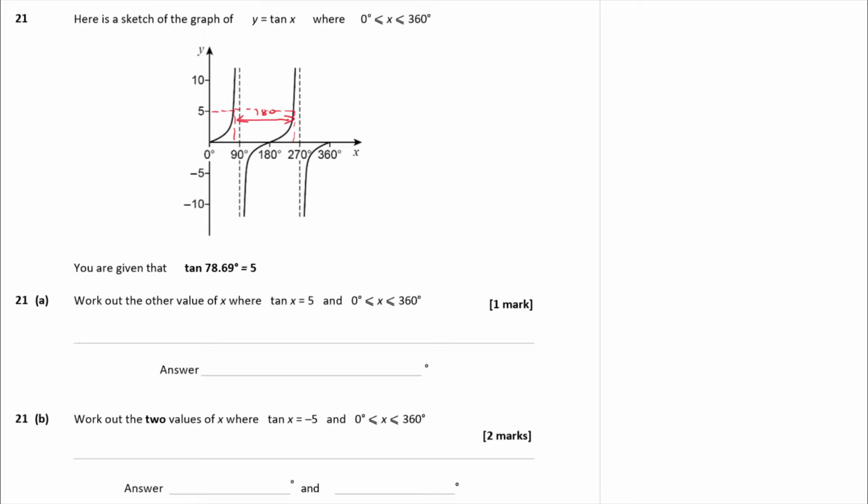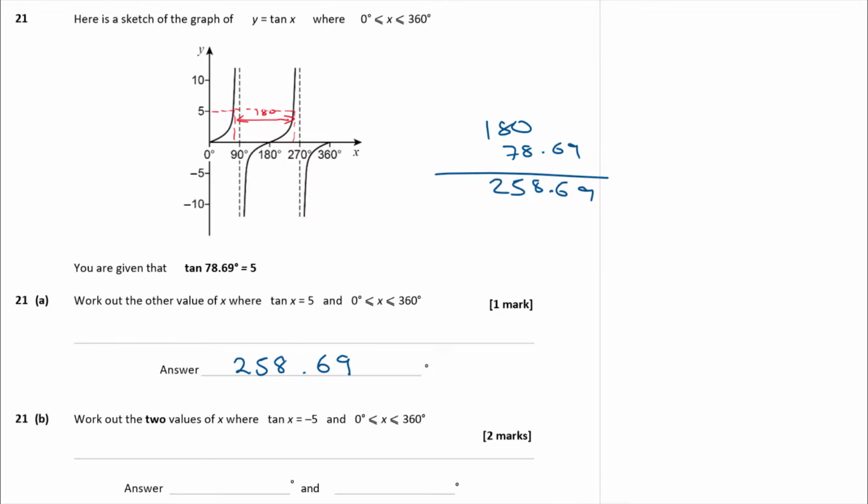So if I take 180 and I add on 78.69, what do I get? That's going to be 9, 6, 8, 5. So 258.69 then, adding that on. So that's going to be 258.69 for that.